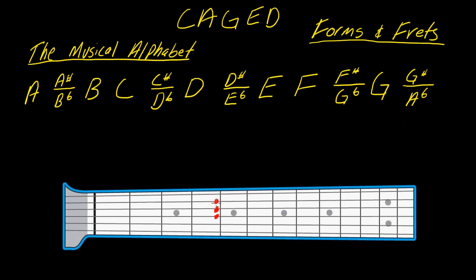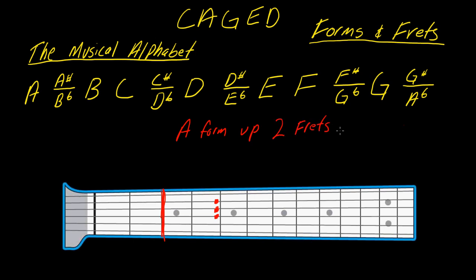Now, since this went up 2, the nut needs to move up 2 frets. 1, 2. So here I'm going to put either a capo or I'm going to use my index finger to bar it like a bar chord. And now what's going to happen is that is the A form up 2 frets.